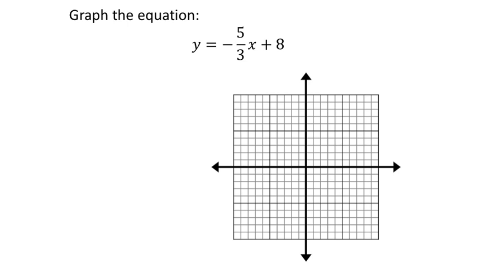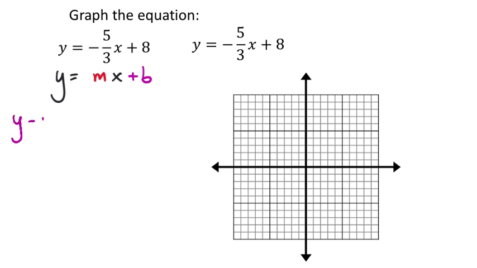Okay, so let's move it over here. Y equals negative 5/3 x plus 8. Well, is this one in slope-intercept form? Yes, it is. Y equals mx plus b. Now, it's okay that that coefficient is a fraction, which is negative 5/3 there. Let's start with that y-intercept again, though. Okay, because that's the first thing we should put on the graph.